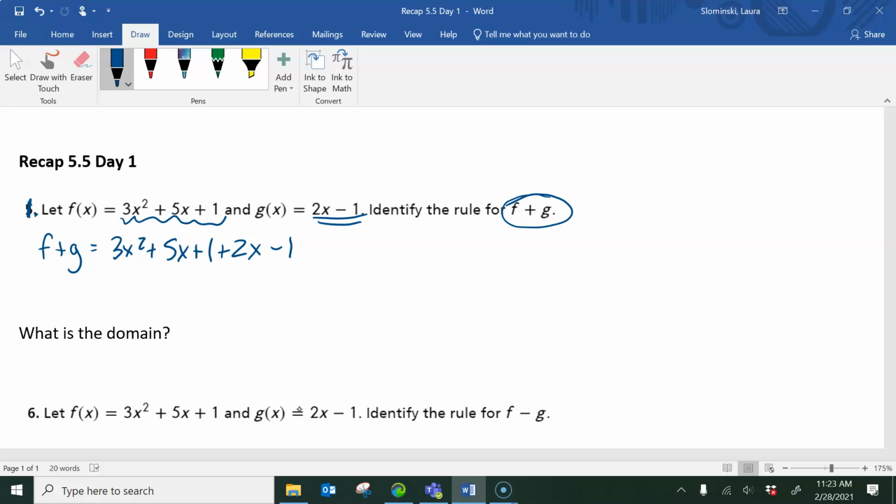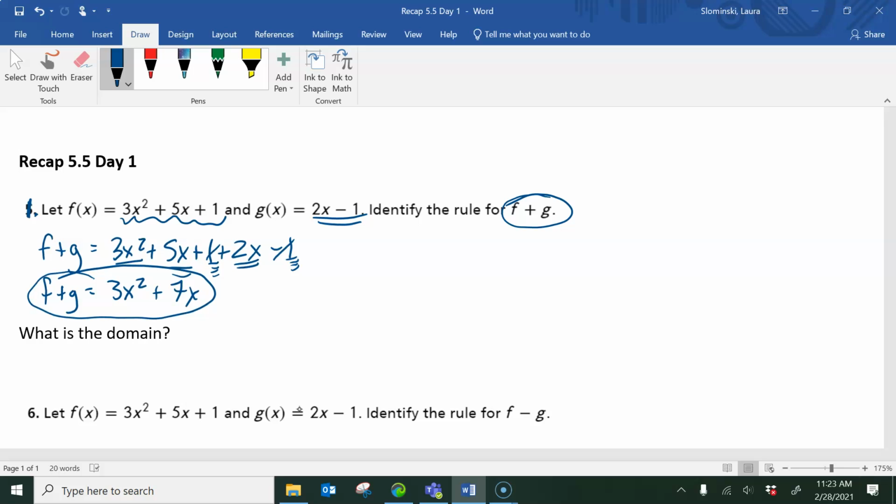To finalize my answer, I just need to put it in standard form, which means I need to combine like terms. I see a 3x squared, that's the only one with an x squared. I see a 5x and a 2x, so that's plus 7x. And finally, a positive 1 and a negative 1, those cancel. So my final answer is 3x squared plus 7x.